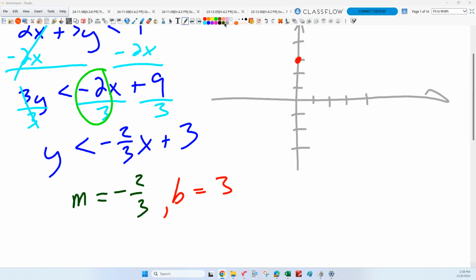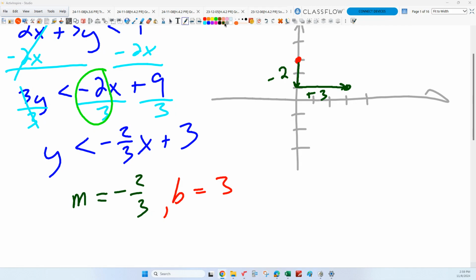How am I going to get a second point? Rise over run. Good. What's my rise over run tell me to do? That's it. I rise negative 2, and I run positive 3, which means I go to the right by 3. And that gives me another point right there. And I'm going to connect those with my boundary line.